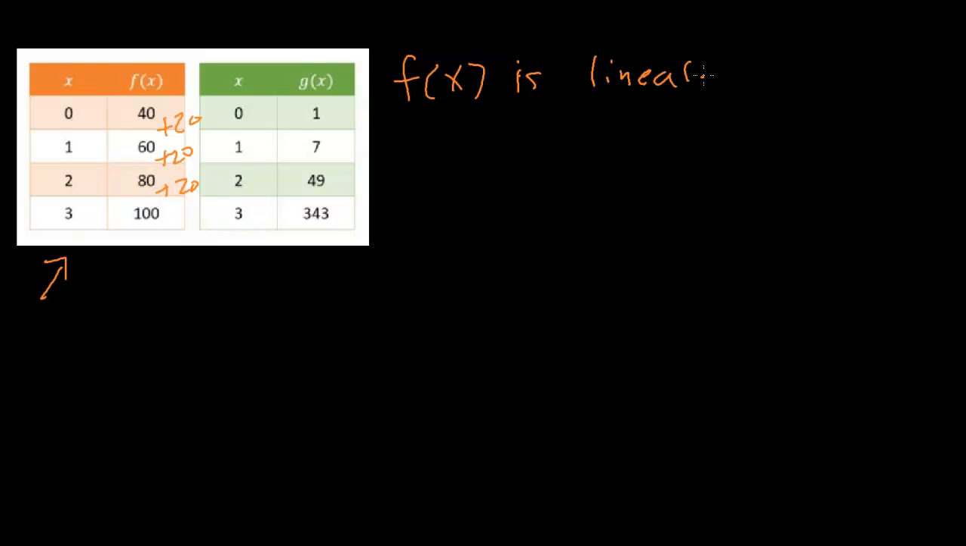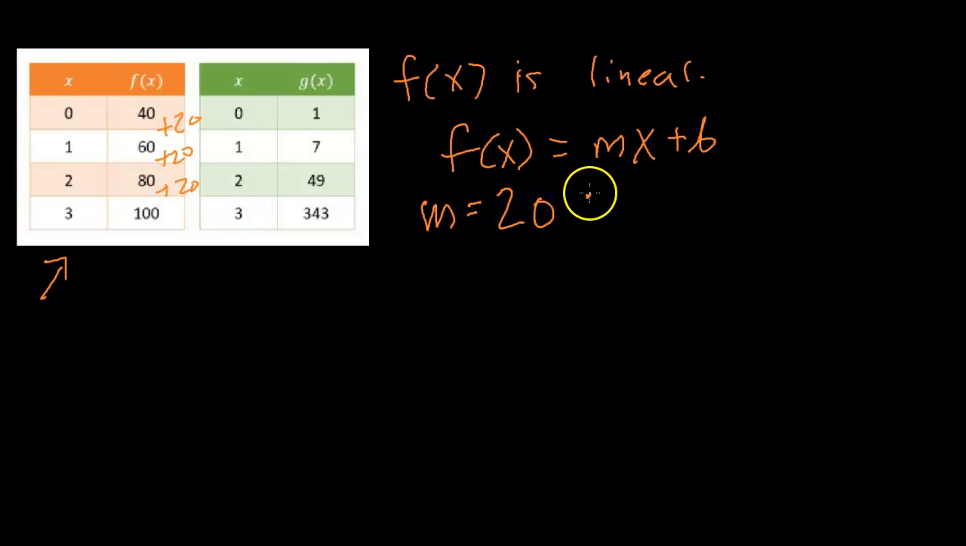So let's remember how to write a linear function. That's going to be f of x equals mx plus b, right? Where m is the slope of the line or the rate of change, and b is the y-intercept or the initial value, right? Okay, well, what is m? What's the rate of change here? Well, the rate of change is by how much the output is increasing each time, right? And we're increasing by 20 each time. So the rate of change or slope of the line is positive 20, right?